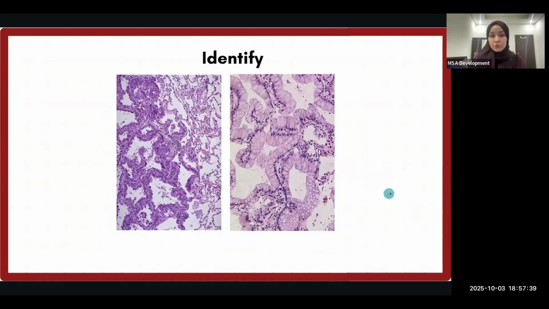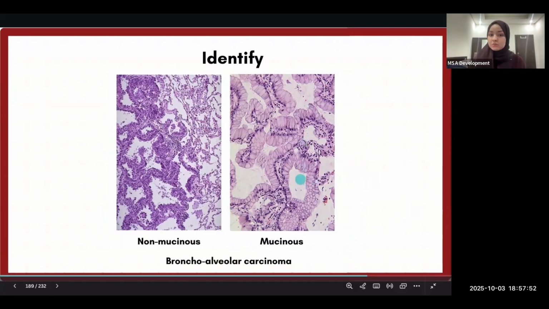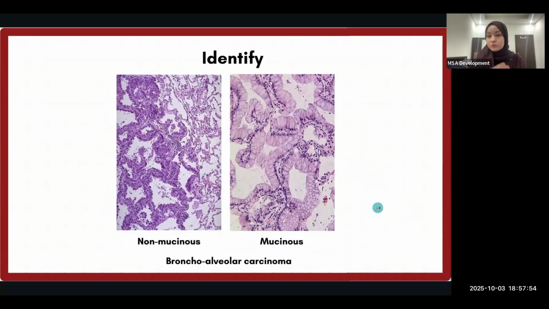Next. What are these two images? Okay, so you have bronchoalveolar carcinoma. It can be either mucinous or non-mucinous. Mucinous meaning it has mucus, or it forms mucin. Okay.